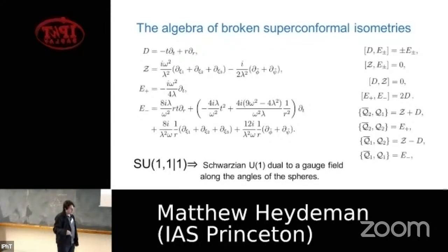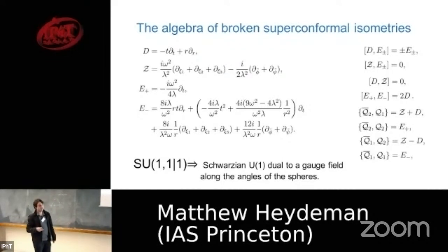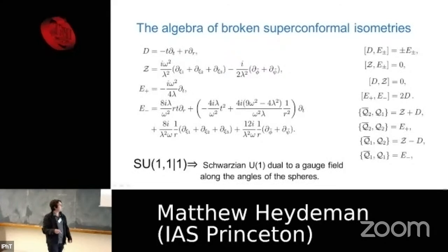In particular, the U1 corresponds to a rotation on the two angles of the S5, on the two angles of the S3, and on the S5 at the same time. So this thing I call the Schwarzian U1, this particle in the group manifold that we added, is a big, complicated rotation in 10 dimensions.